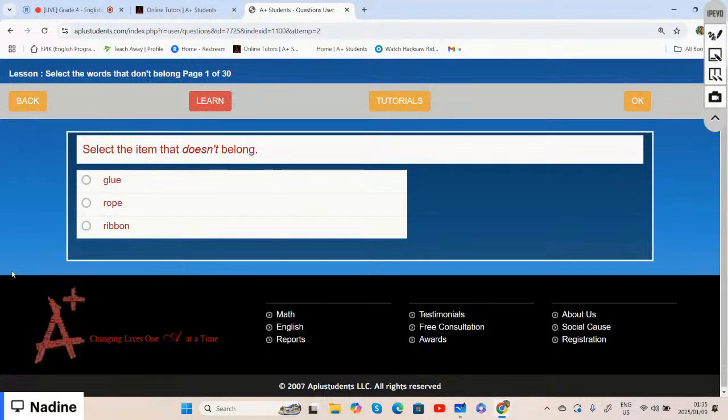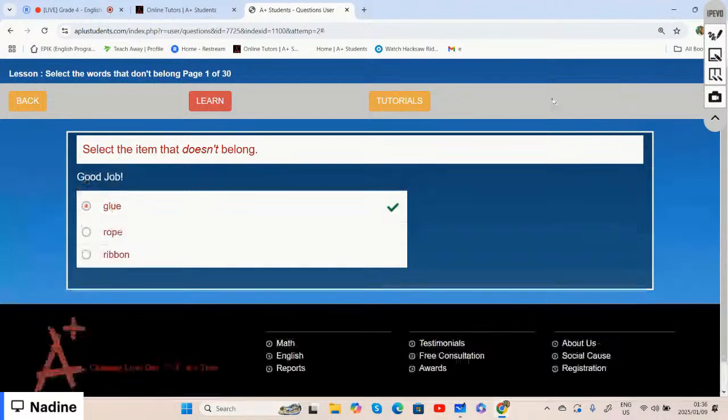All right. And if we were to choose the item that does not belong, then we can say glue doesn't belong. Because if you look at rope, you look at ribbon, right? Those are all things that you can use to tie or so on, but not glue, right? So well done. Glue does not belong.